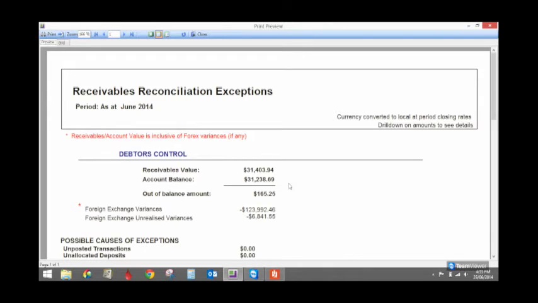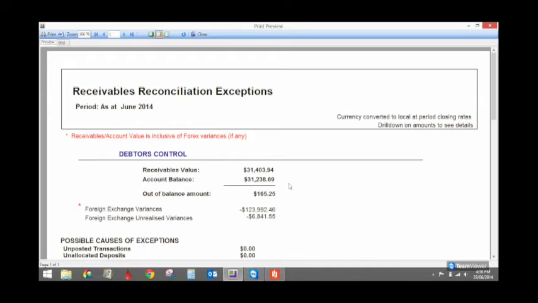The question was asked before, what is the other side of the entry? So as you can imagine, whether you need it to go up or down, one side of the entry will be debtors or your receivables account, and the other side of the entry will be to your sales account, impacting your P&L. So that's the first thing.